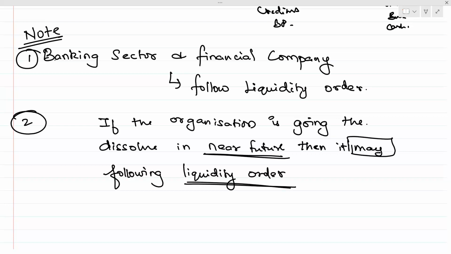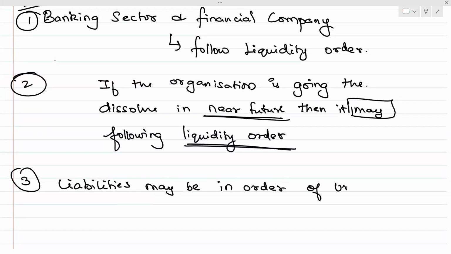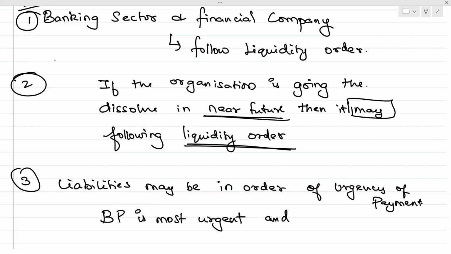One more point you should note down: liabilities may be presented in order of urgency. What is the order of urgency of payment? It is nothing but which you will pay immediately. Bills payable is the most urgent, as I need to clear my trade bills, and capital stays with me. I am going to invest in the business, so it is the least urgent.